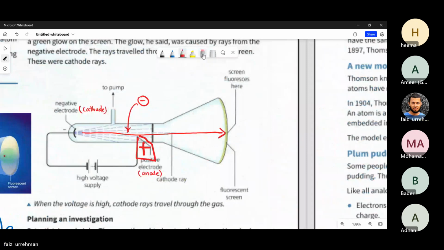Yes? I have a question. If the anode was the same as the cathode, they would be neutral charged, right?